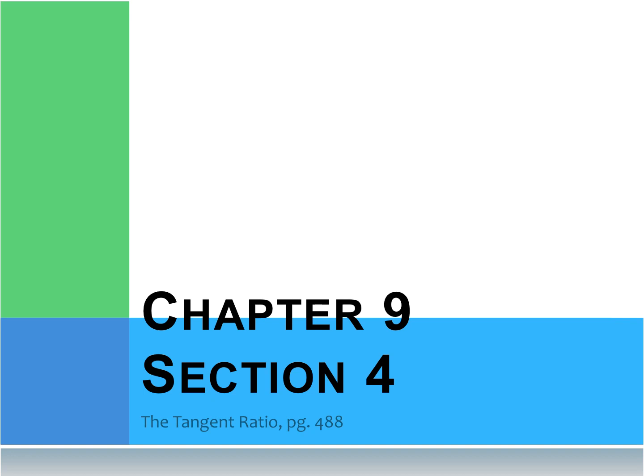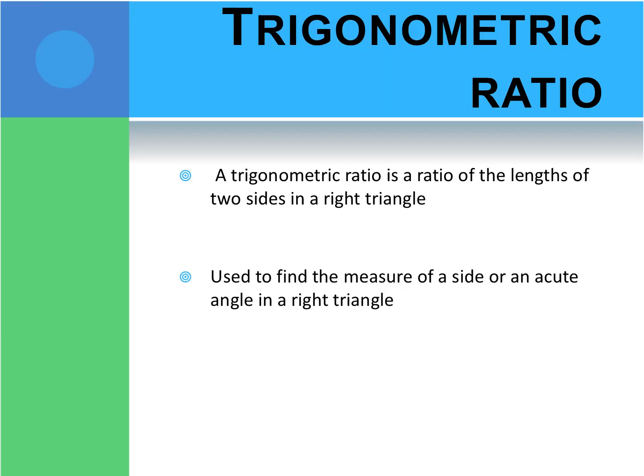All right, so today we're going over chapter 9, section 4, the tangent ratio. So we have the trigonometric ratio. A trigonometric ratio is a ratio of the length of two sides in a right triangle, and it's also used to find the measures of a side or an acute angle in all right triangles.